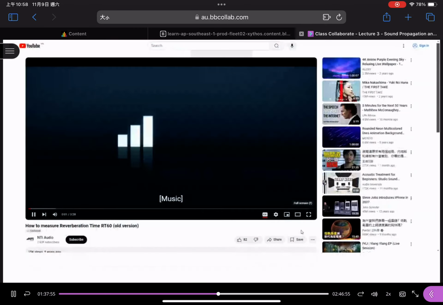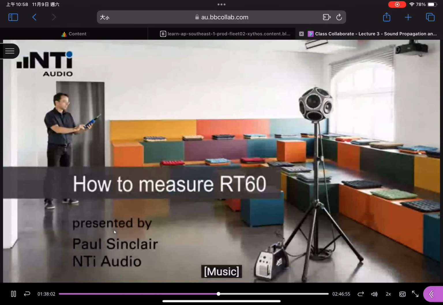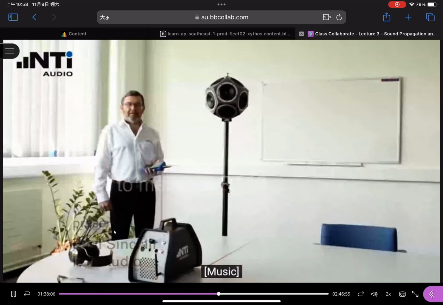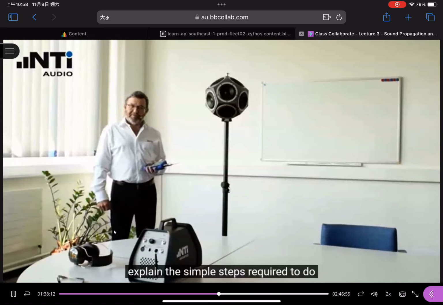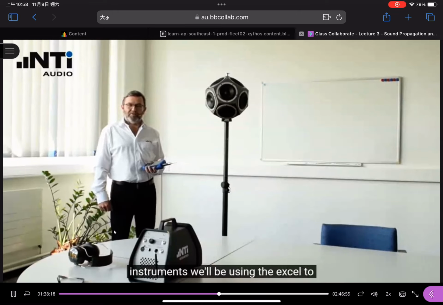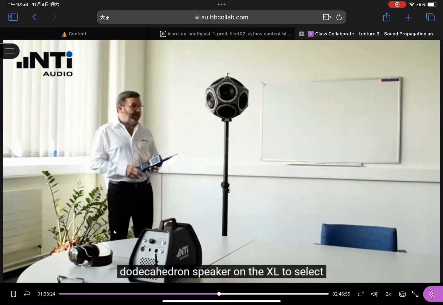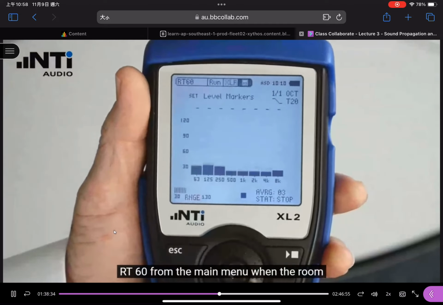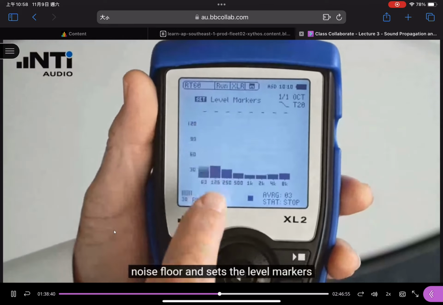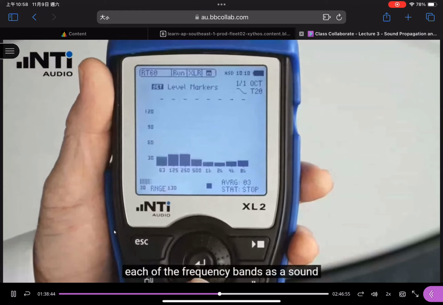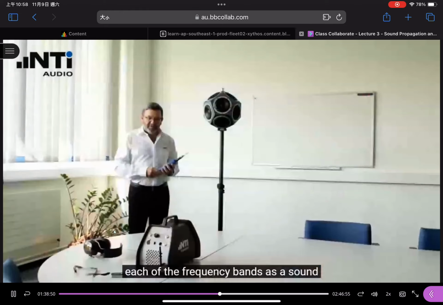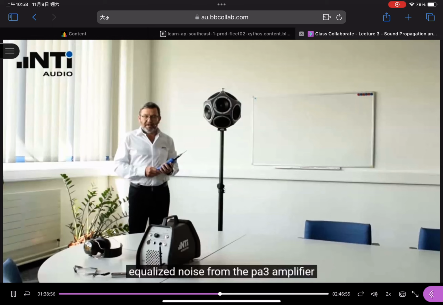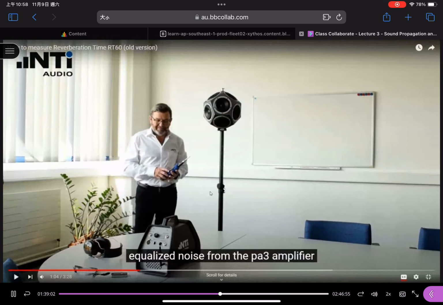And how to measure the reverberation time? Here, this gentleman mentions that they use pink noise. For pink noise, you can refer to the first lecture notes. We use the color of noise to represent different behaviors of the signal.